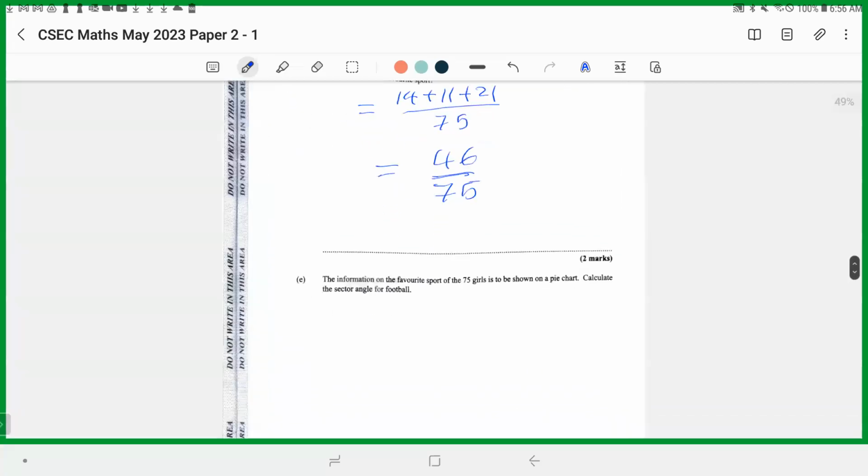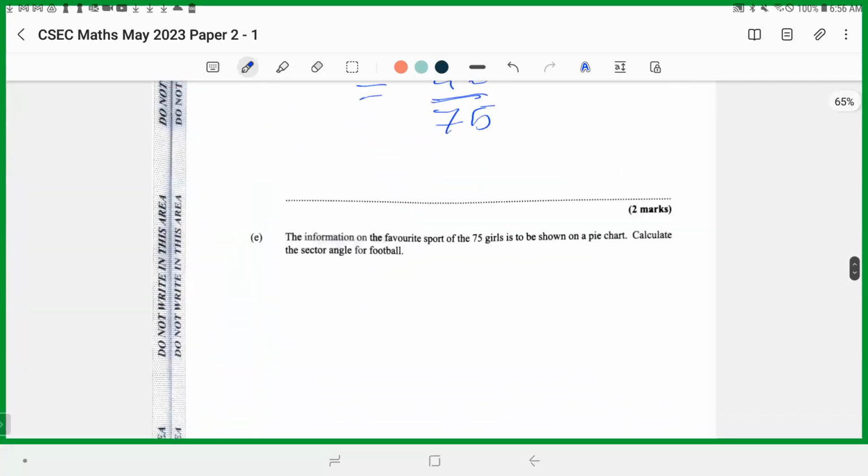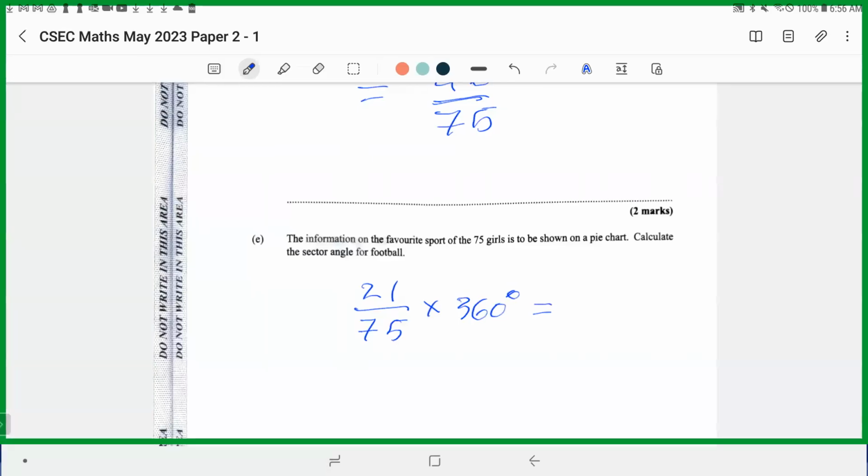Next question says, information of the favorite sport of the 75 girls is to be shown on a pie chart. Calculate the sector angle for football. So remember, football was 21. The total students is 75. That will be the fraction of the total. We want that fraction out of the 360 degrees in the pie chart to get the sector angle. So multiply that fraction by 360 degrees. That will be your sector angle in a pie chart.